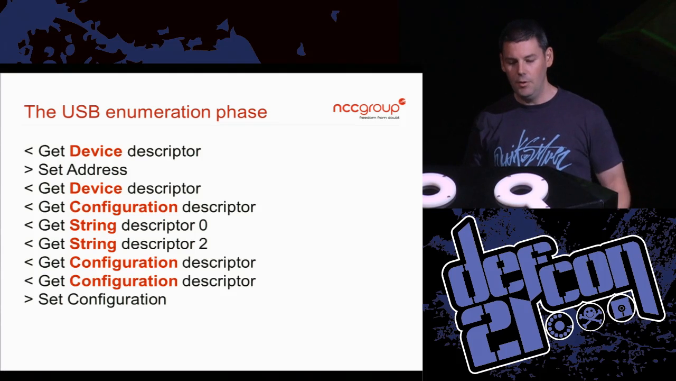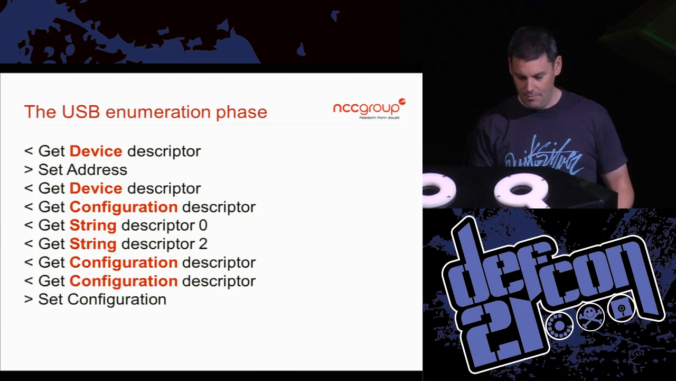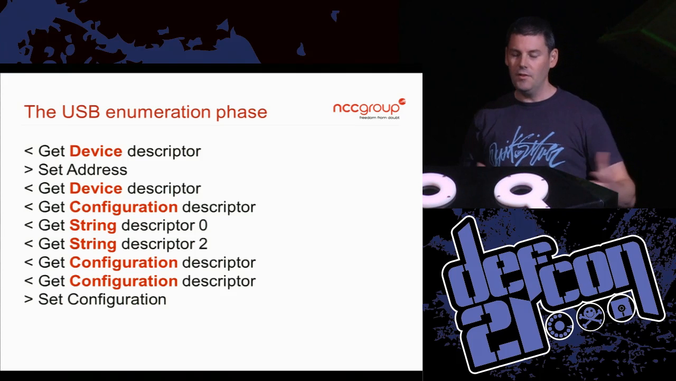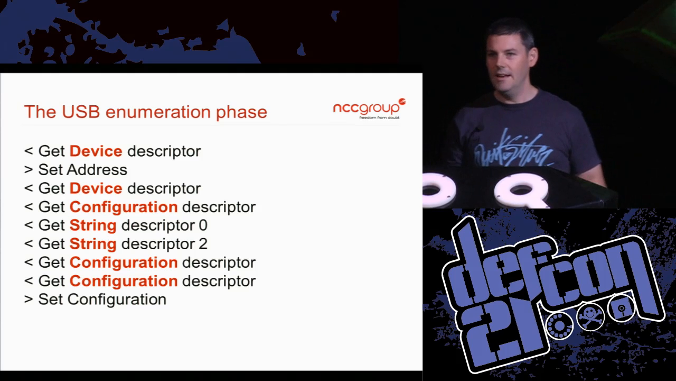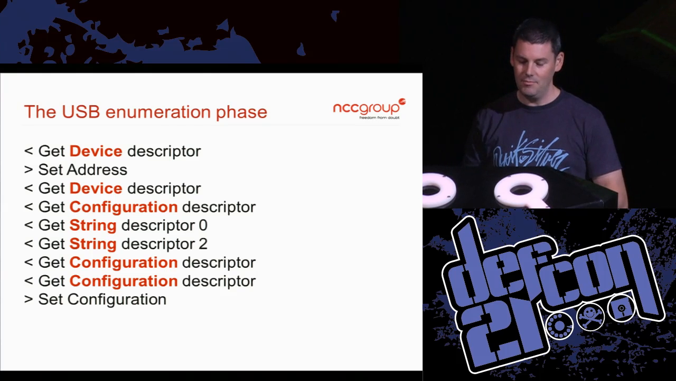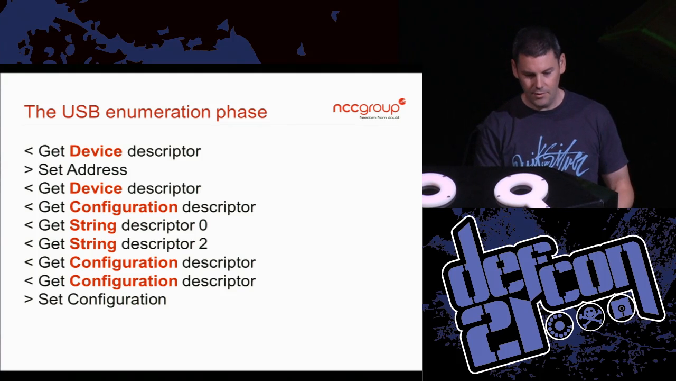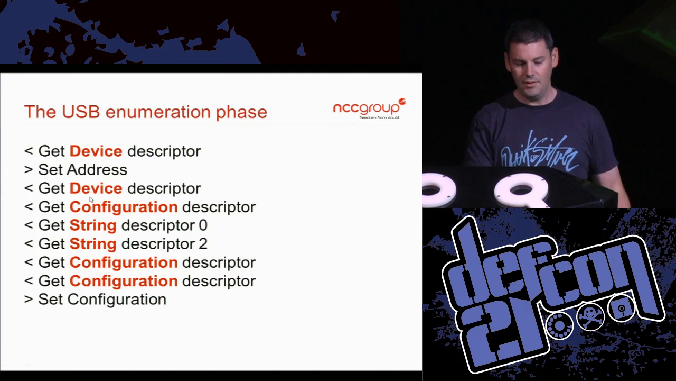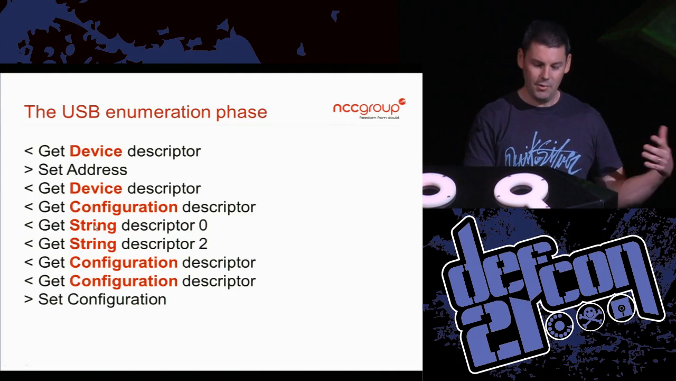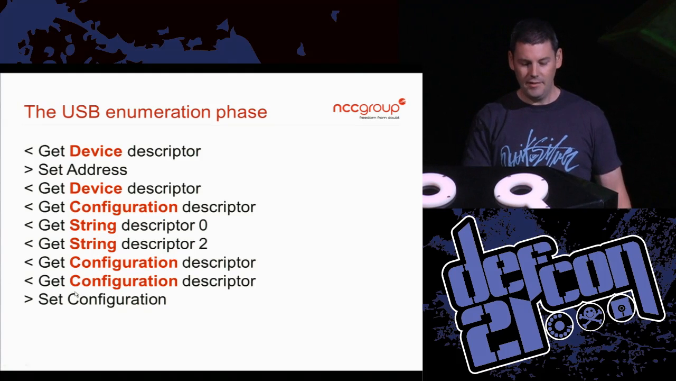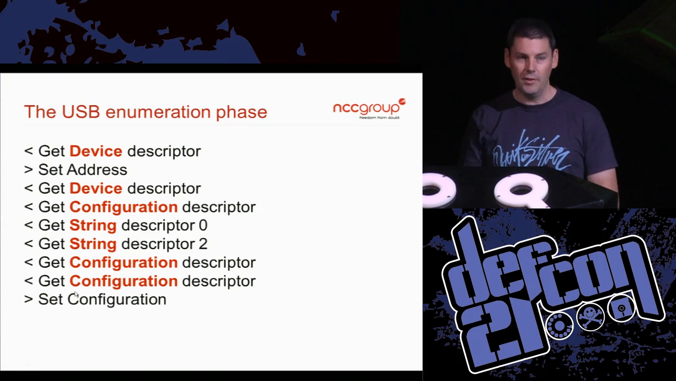So here's a typical enumeration phase. The arrows there indicate the direction of the traffic. So there's a bunch of different descriptors. The descriptors just contain information about configuration. They're data structures, essentially. So you get a device descriptor, the host sets an address, it then requests a device descriptor again, configuration descriptor, string descriptor, bunch of configuration descriptors. The host then sets the configuration and you can then start using the device.